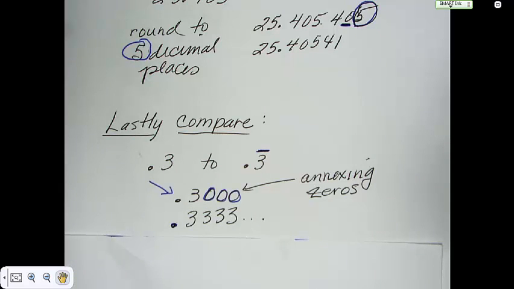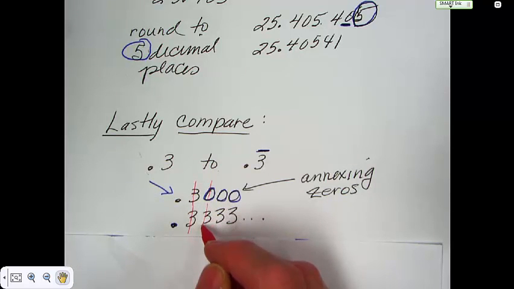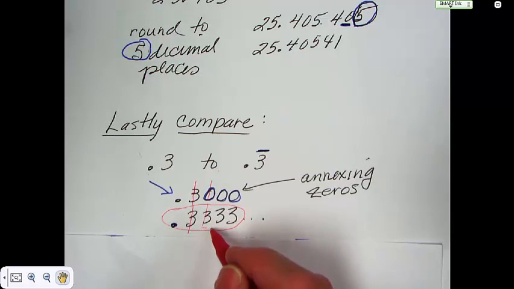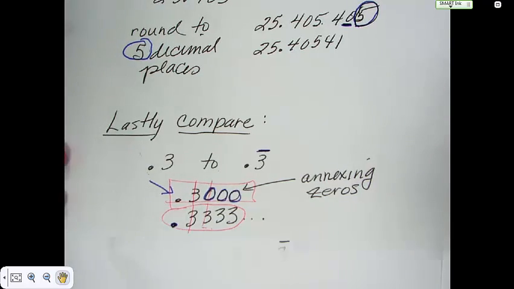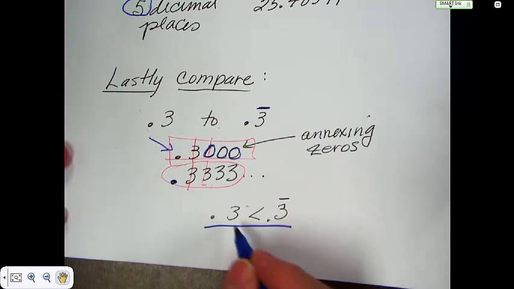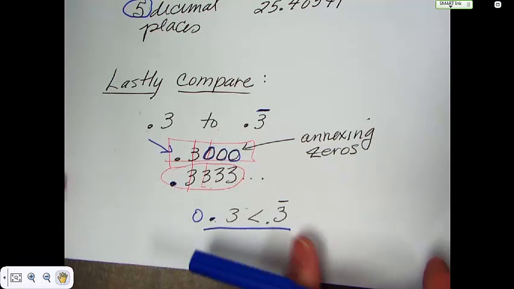So if we look at this, we're going to look to see which one is smaller and which one is larger. And we're comparing 0.3 to 0.3 repeating. These two are the same. Okay? Then we get to this one. Uh-oh, this is 0 and this is 3, which means this one is larger and this one is smaller. So if we were to write it down like we typically do comparisons, we would say that 0.3 is less than 0.3 repeating.